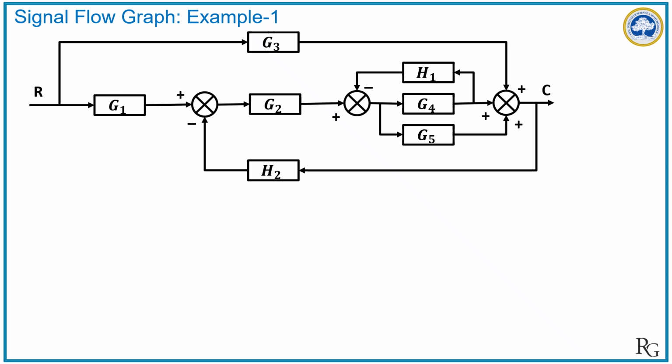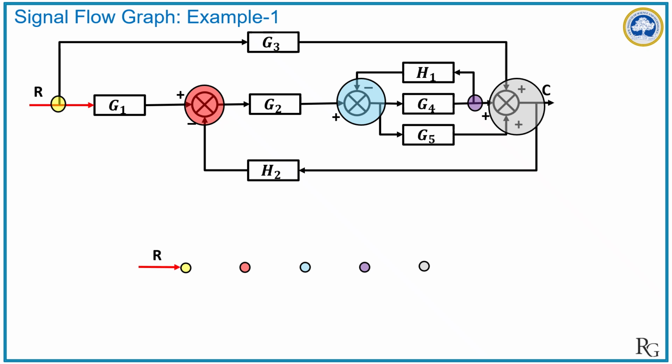First of all, we have to convert this block diagram into a signal flow graph. For this, we will have these 5 nodes. Simply we will connect all these nodes to each other with the given gain. At node 1, the input is R, it will be connected. Then at the output, the signal is C.